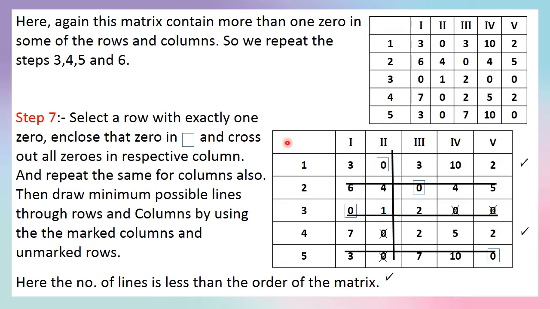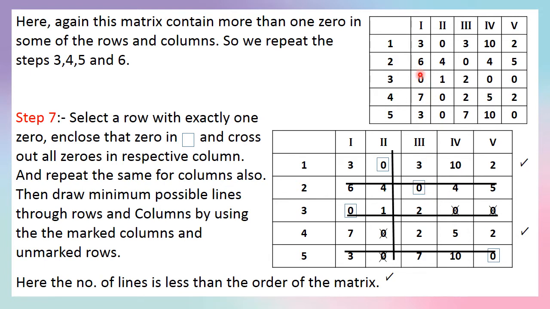So I have combined some steps. Select a row with exactly one 0, and then we will enclose that 0 in a box and cross out the zeros in that respective column. Here you can observe that the first row has a single 0. So we will enclose that 0 in the box and cross out the zeros in that respective second column. We will cross out the remaining zeros, and the second row has exactly a single 0, so enclose it in the box.